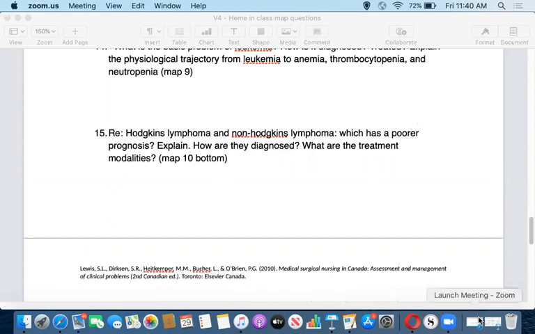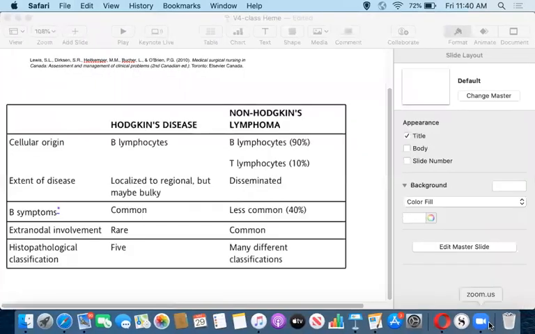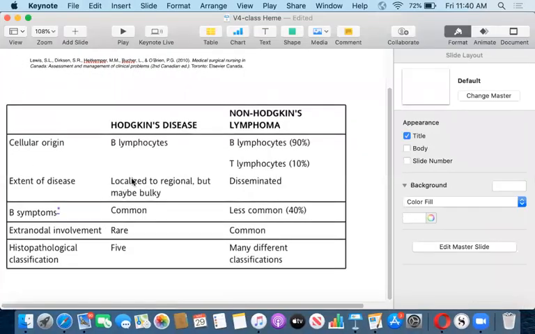So if we go to your grid here, your PowerPoint, then we can see that Hodgkin's disease, if you have to choose between the two of these, you would rather get the Hodgkin's disease than the non-Hodgkin's disease. And the reason for that is that the Hodgkin's disease, these are lymphomas, so they're a type of cancer that is typically localized and regional and doesn't usually involve nodes throughout the lymph system.